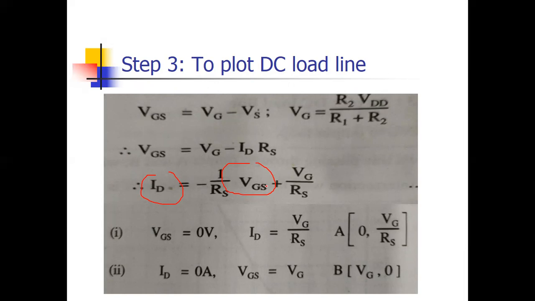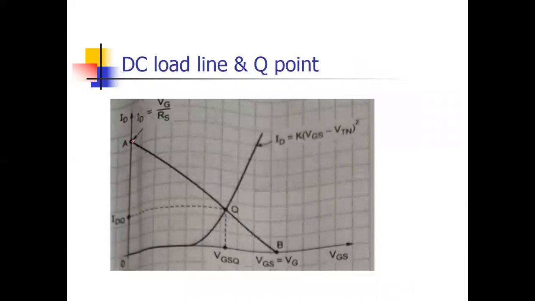Now in this equation, if x is 0, then ID equals VG upon RS. If ID equals 0, VGS equals VG. So the end points are (0, VG by RS) and (VG, 0). If you join these two endpoints, this is your load line, and this was your transfer characteristic. If you remember the concept, the intersection of the transfer characteristics with your load line is called the Q point.